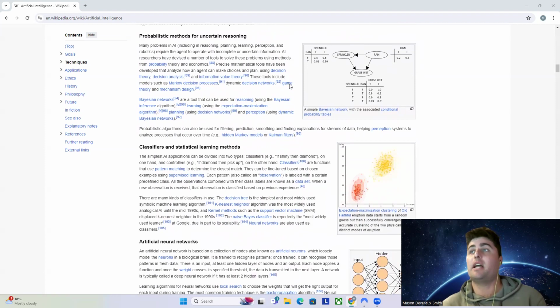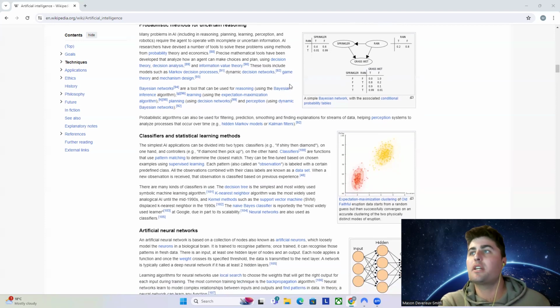Many problems in AI, including reasoning, planning, learning, perception, and robotics, require the agent to operate with incomplete or uncertain information. AI researchers have devised a number of tools to solve these problems by using methods from probability theory and economics. Precise mathematical tools have been developed that analyze how an agent can make choices and plan using decision theory, decision analysis, and information value theory. These tools include models such as Markov decision processes, dynamic decision networks, game theory, and mechanism design.